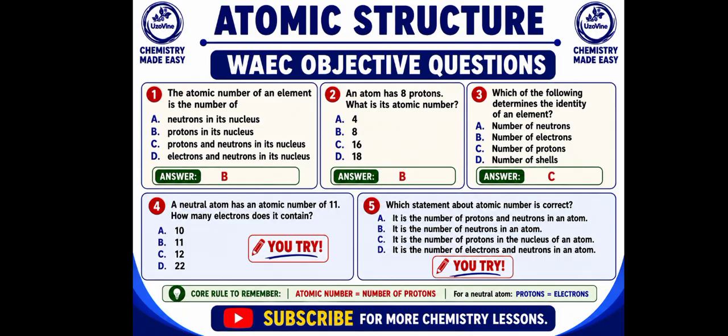Number 4, a neutral atom has an atomic number of 11. How many electrons does it contain? A, 10, B, 11, C, 12, D, 22. So you're going to try this. And also number 5. Number 5, which statement about atomic number is correct? A, it is the number of protons and neutrons in an atom. B, it is the number of neutrons in an atom. C, it is the number of protons in the nucleus of an atom. D, it is the number of electrons and neutrons in an atom. So you try this and leave the correct option in the comment section.